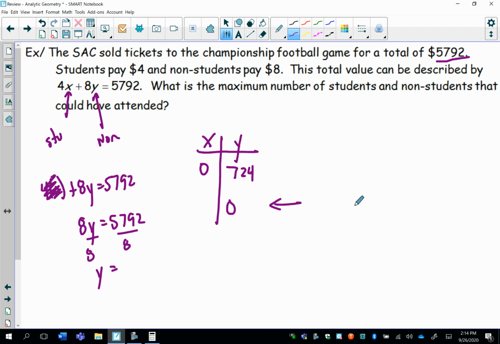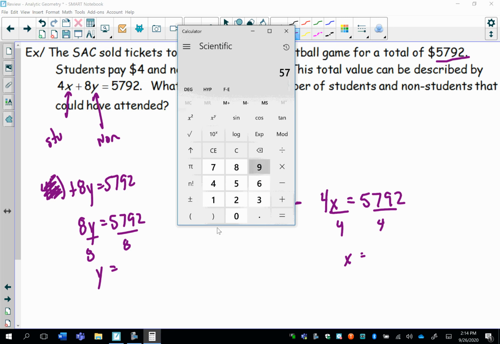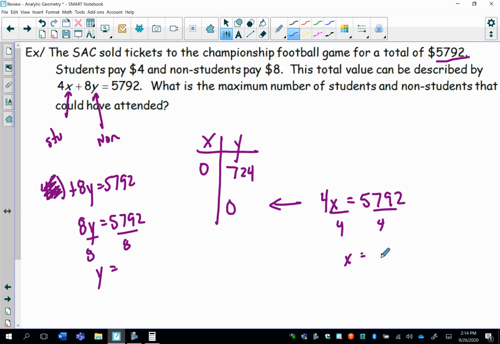We'll do the exact same thing for this one, except we'll make y be 0. The fact that it's 0 means I can basically ignore it. All I really need to do is solve what's left. Divide by 4, and x is, let's figure it out, 5792 divided by 4 is 1,448.